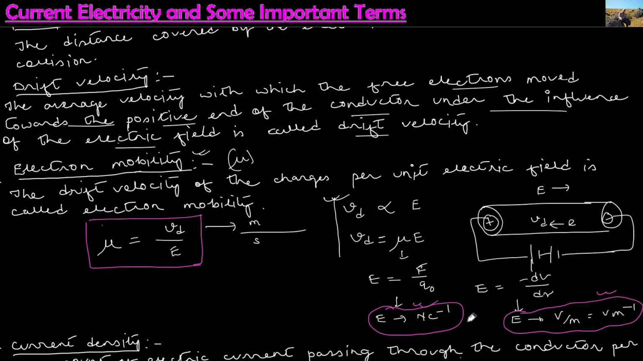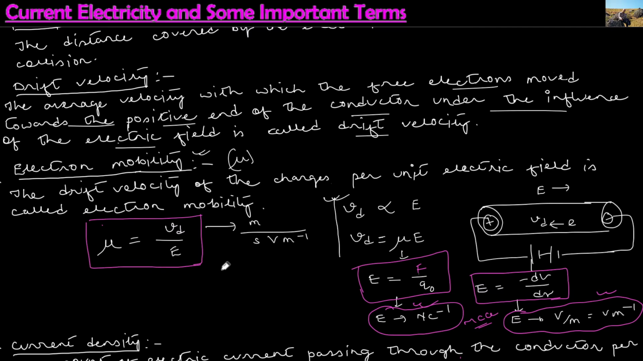Be careful, some multiple choice questions will be asked related to the units of electric field. One definition is in the form of force per unit charge, or it might be electric field in terms of the gradient of potential. So from here, we will make use of this equation. The SI unit of electric field is 1 volt per meter, or volt meter inverse.